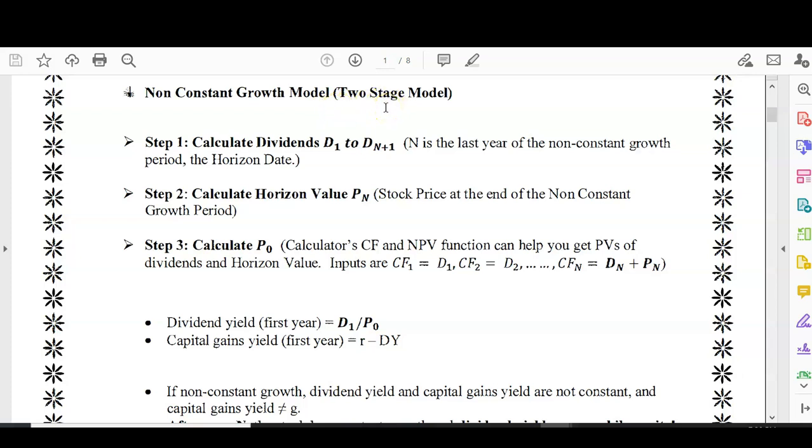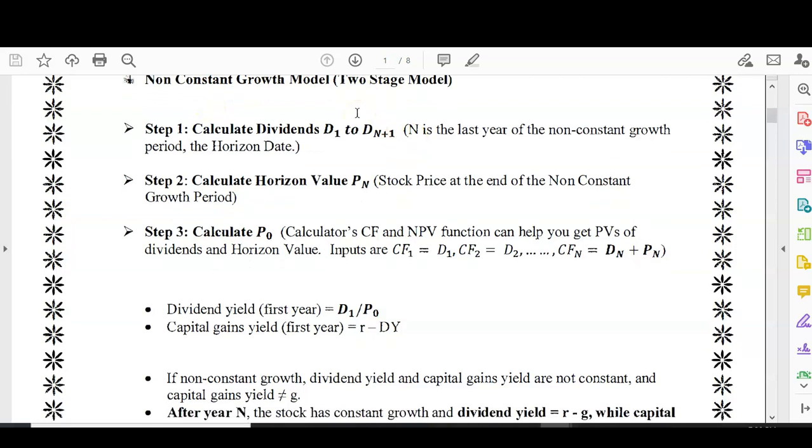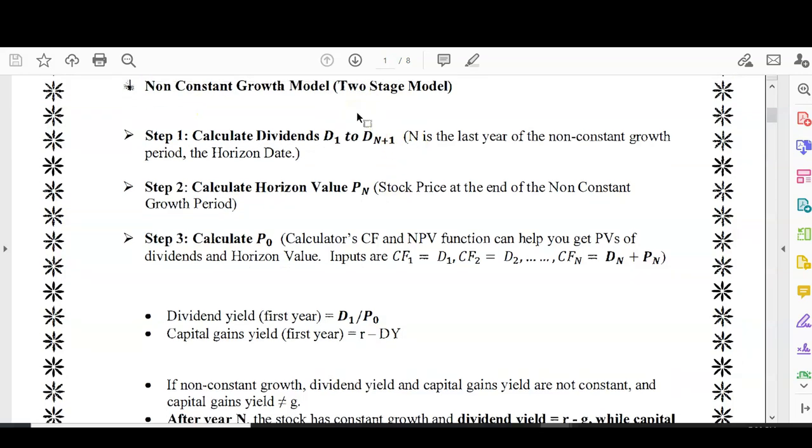In class 1, we had the case where we only have one stage, and G is constant forever. Here, we call it the non-constant growth model because G is not constant forever anymore. We have two stages: in the first stage, we have a dividend growth rate G1, and in the second stage, we have another, different growth rate G2. So things get a little bit more complicated.